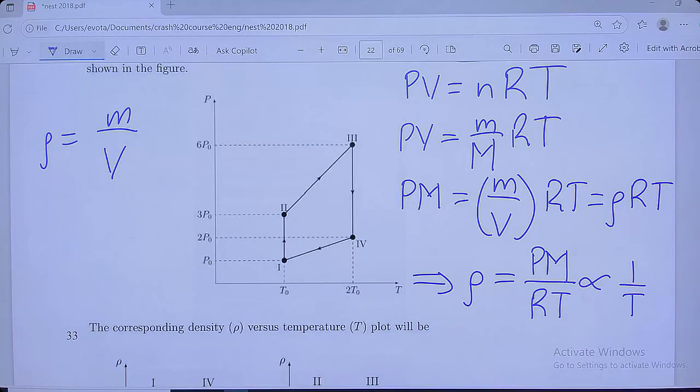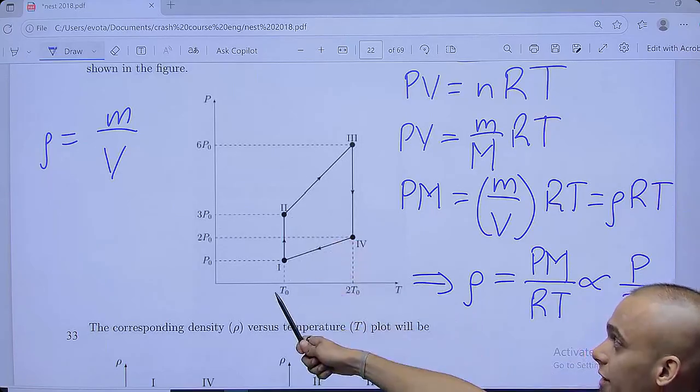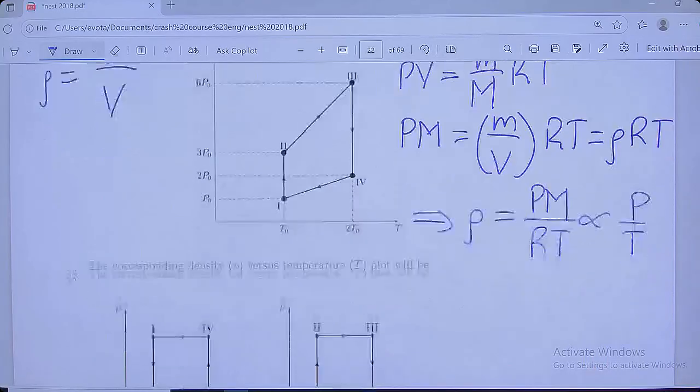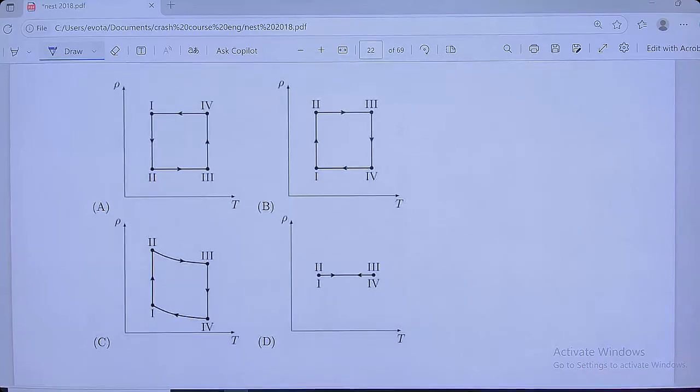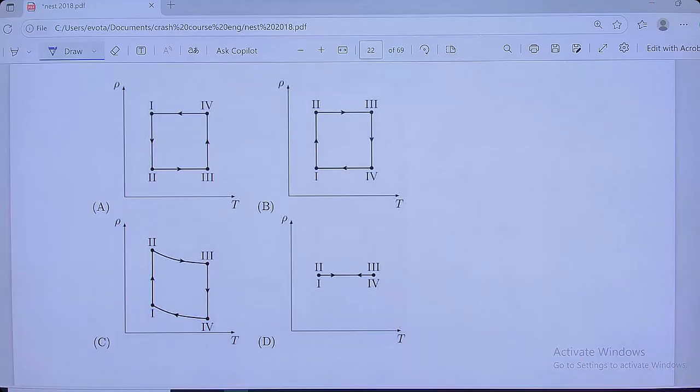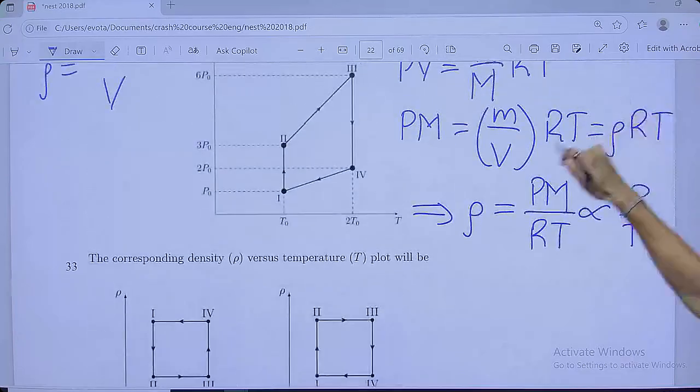Now let's take a look at the PT diagram given to us. Sorry, rho is proportional to pressure upon temperature, right? And according to this PT diagram, in process 1 to 2, the temperature is constant and pressure is linearly increasing. So for 1 to 2, rho should also be linearly increasing. So option D we can rule out very, very quickly, because rho is not at all changing for 1 to 2. Let's take a look at process 2 to 3.